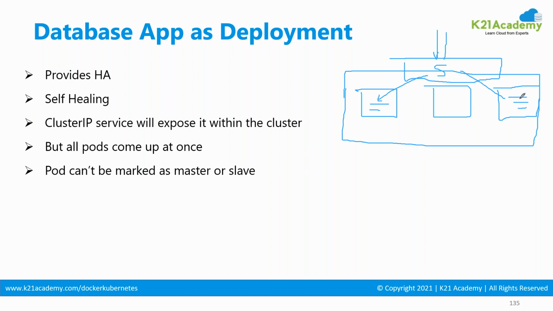How will this data and that data get synced up? If a third request comes, it goes inside this one. This is the problem if your database application is deployed as a deployment, because in a deployment, nobody is a master and nobody is a slave. So all the pods will contain some data which is not consistent at all. Some data will be available on this pod, some data on that pod. This is the problem if you are deploying the database as a deployment.